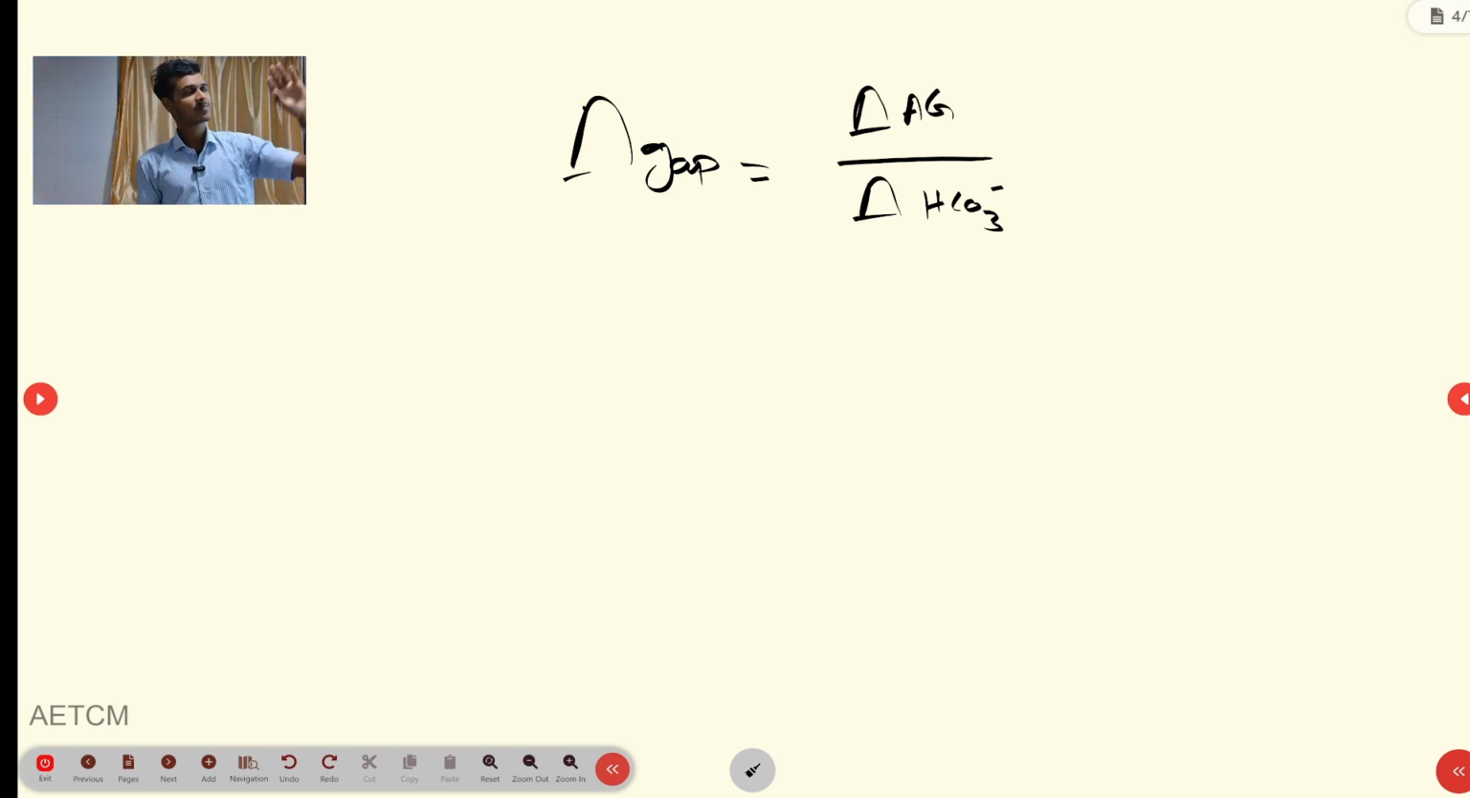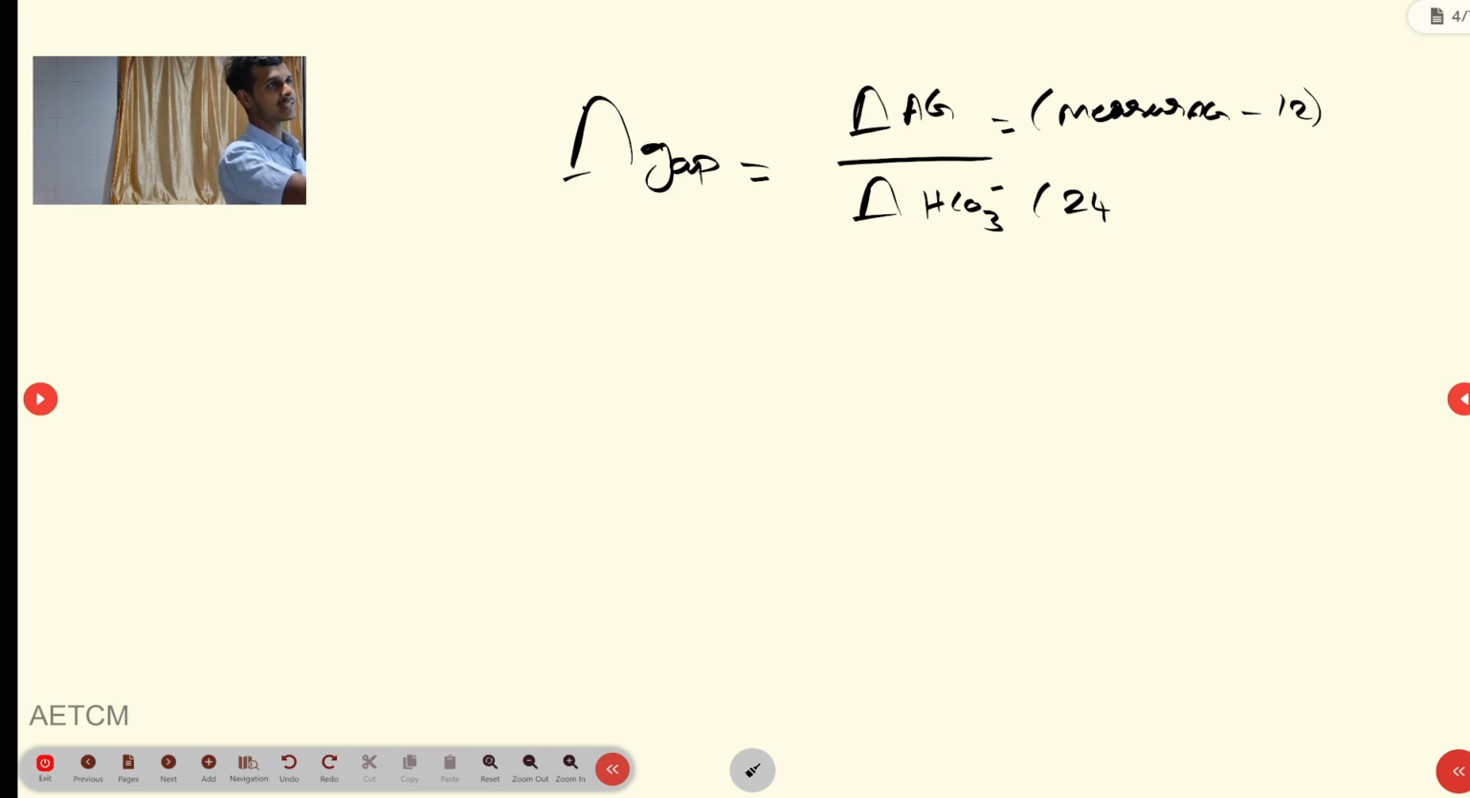So for the delta anion gap, that is the measured anion gap, what we are getting in your ABG or lab value, minus the normal 12. Then for HCO3, it is 24, the normal, minus the measured bicarbonate level, what we are getting in your ABG or lab value. So this is the way you are going to calculate the delta gap.